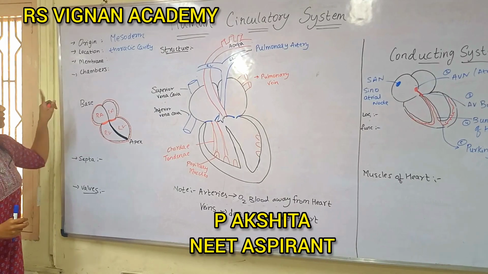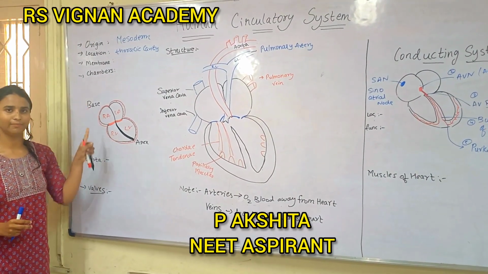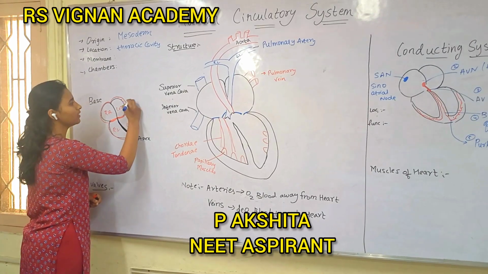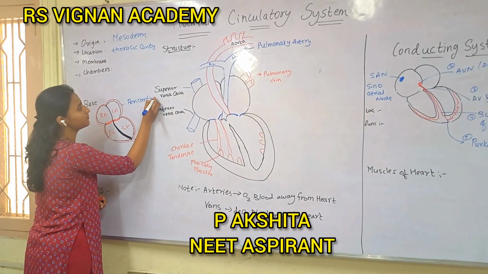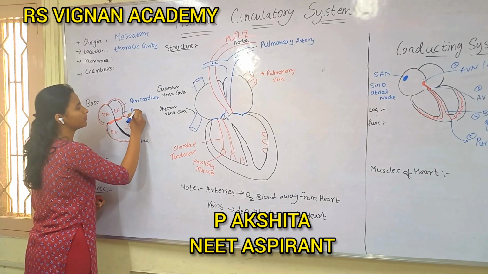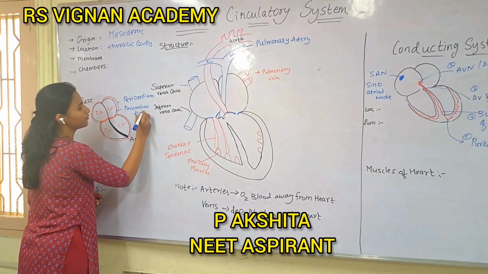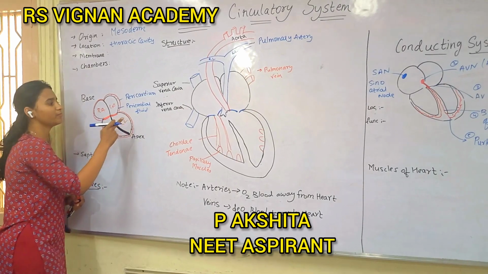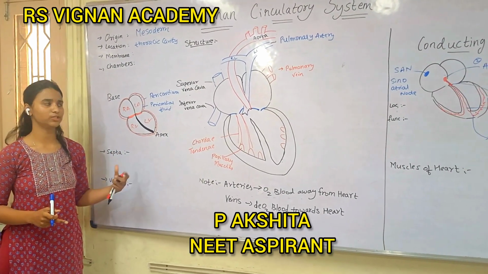And what are the membranes of the heart? The heart has a double membrane, which is called the pericardium, and it is filled with pericardial fluid. Now this pericardial fluid will give protection to the heart against any external stimuli or any shocks.